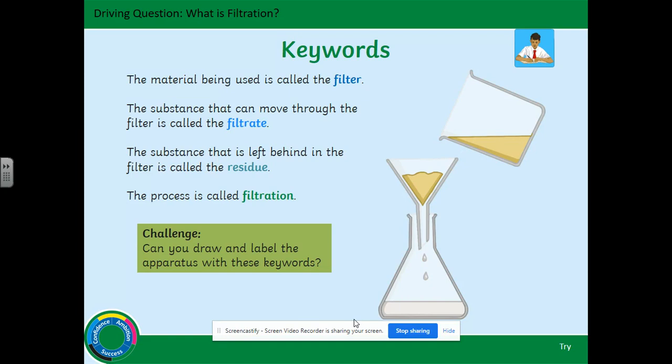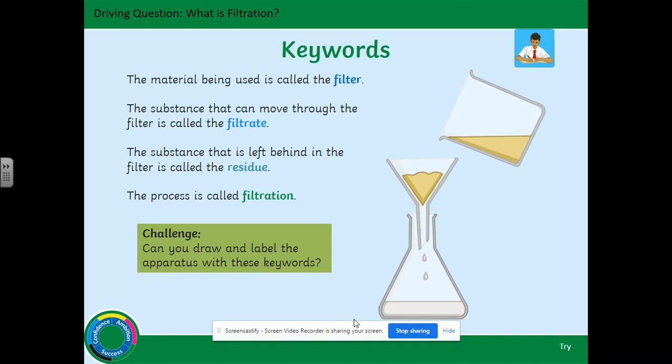Now let's read. The material being used is called the filter. The substance that can be moved through the filter is called the filtrate. Let's read that again. The substance that can move through the filter is called the filtrate. Perfect. The substance that is left behind in the filter is called the residue. Again, the substance that is left behind in the filter is called the residue. This process is called filtration.